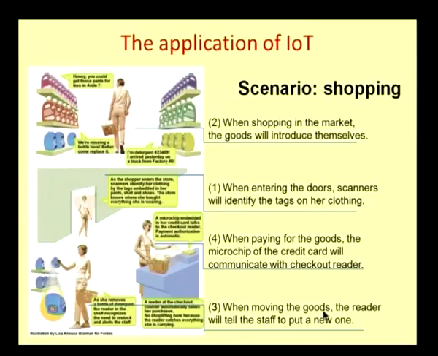When moving the goods, you are trying to purchase that good. When you move the goods, the reader will tell the staff to put a new one. Okay, already that item has been sold, you replace it by some other one. Once you pay for the goods, the microchip of the credit card will communicate with the checkout reader. When you leave out, automatically it will be allowing you to open the gate and you can just come out. So, it is one scenario explaining the importance of IoT.